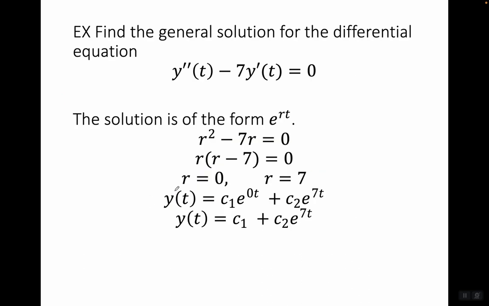Find the general solution for the differential equation y double prime of t minus 7y prime of t equals 0. Again, our solution is going to be of the form e to the rt, so we're just going to jump straight to the equation r squared minus 7r equals 0. Factor that as r times r minus 7 equals 0, so r equals 0 or r equals 7. So our solution is y of t equals c1 e to the 0t plus c2 e to the 7t. e to the 0t is just 1. So in other words, we have y of t equals c1 plus c2 e to the 7t.